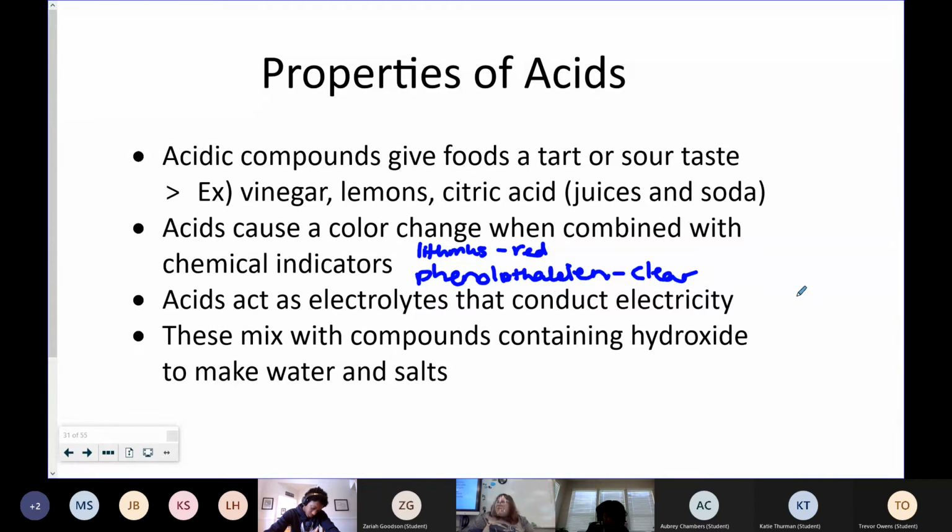And with acids, whenever you combine an acid with a base, it's always going to make water and some ionic compound, which is a salt. So acids and bases can neutralize one another. We're not going to be able to focus on that too much this semester, just because we are winding down and short on time. But acids and bases can neutralize each other and react to produce water and salt.